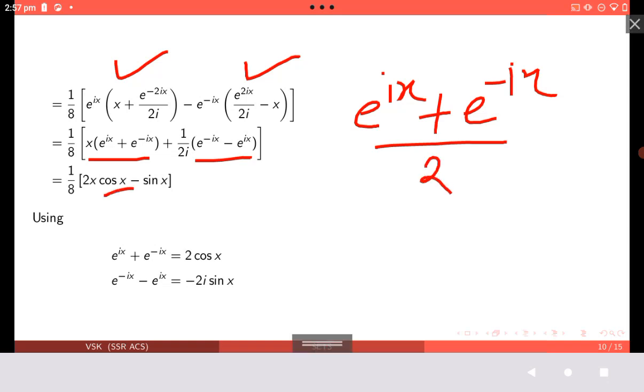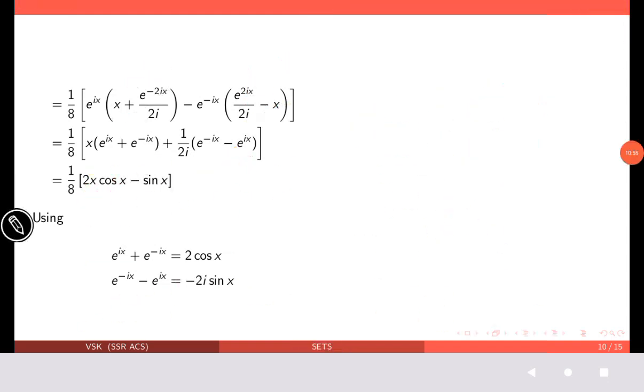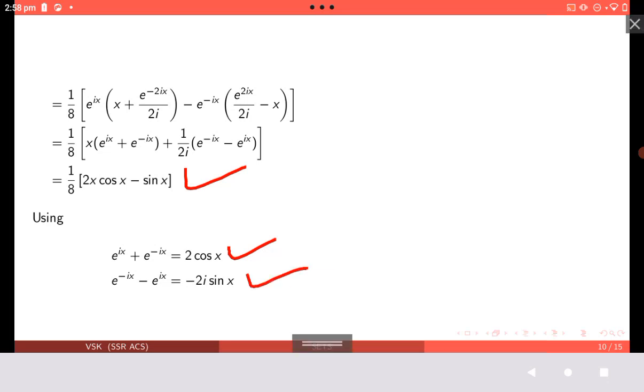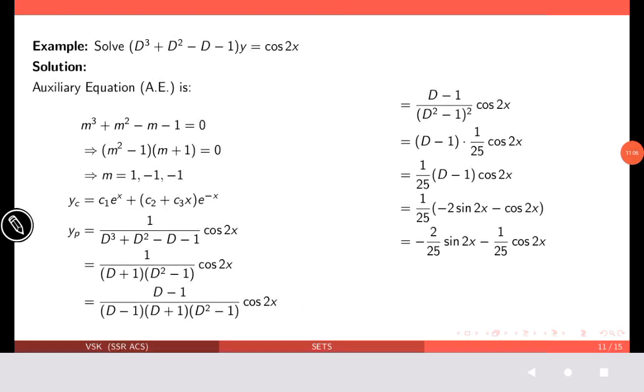So this is cos x, and here it is multiplied by 2. And this simply becomes sin x. So this is our particular integral in this case. And we have used these two formulas which we have already used in the previous question. Now we'll see one more question.